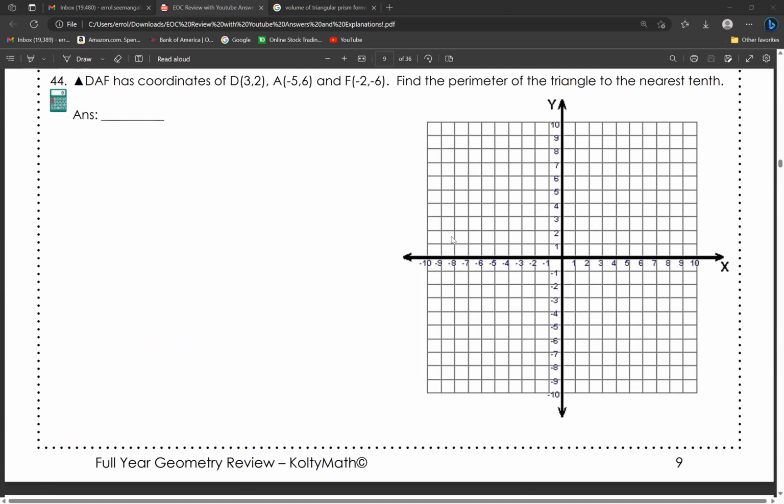Just find the distance between DA using this formula, and then you find the perimeter. You find the three distances and you add them together.